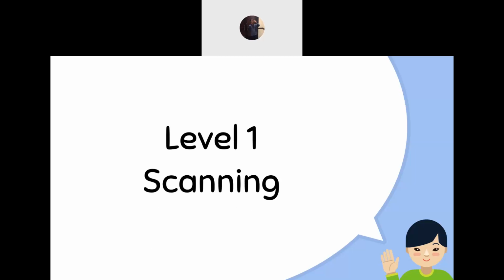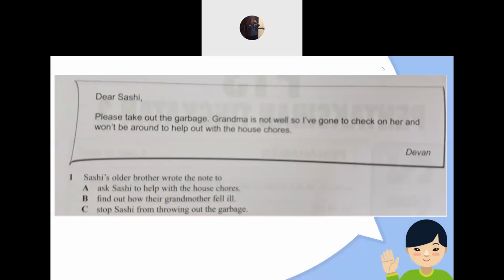Level 1 scanning. Look at this question and tell me. I'll give you 10 seconds. Tell me what's the answer. Raif, C. What is your answer? C. How do you know? Which part tells you the answer? Please take out the garbage. So Sashi's older brother wrote the note.